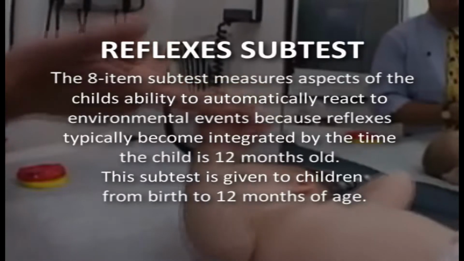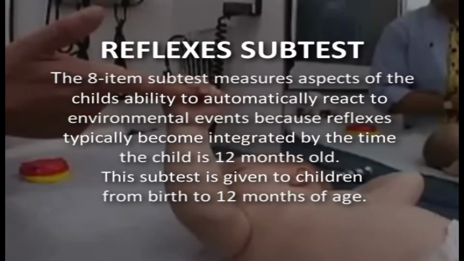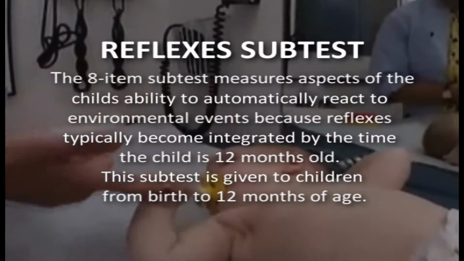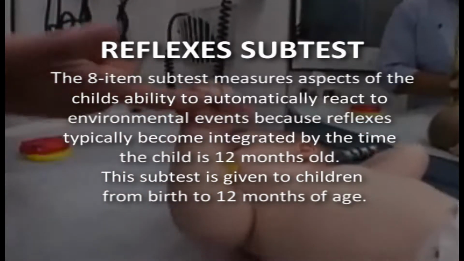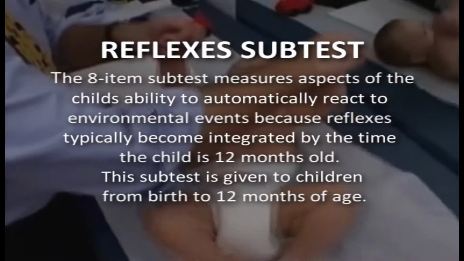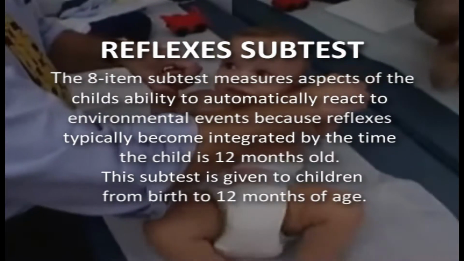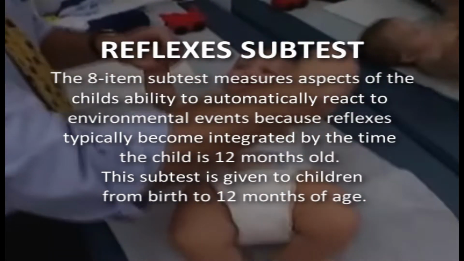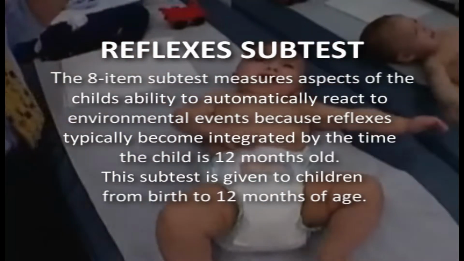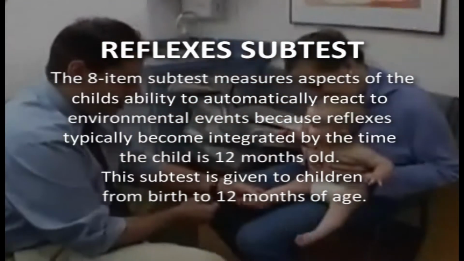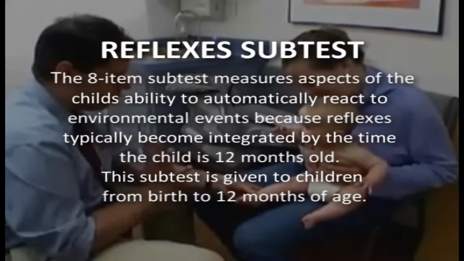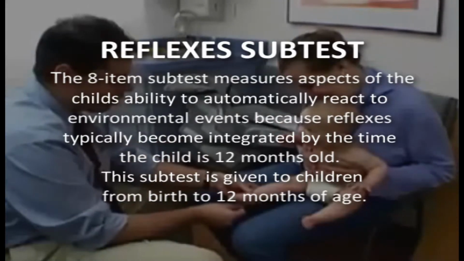Reflexes. The 8-item reflexes subtest measures aspects of a child's ability to automatically react to environmental events. Because reflexes typically become integrated by the time a child is 12 months old, this subtest is given only to children from birth through 11 months of age. Here is an example of a reflexes subtest.